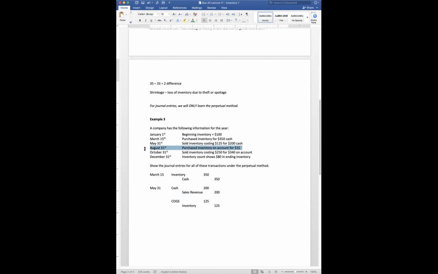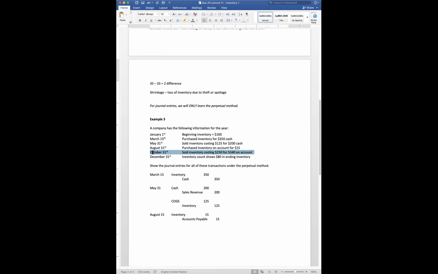Let's move on to August 31st. They purchased inventory on account for $15. All right, so inventory is being purchased. So again, we're increasing inventory. But instead, there's no cash this time, it's on account. So our credit is going to be accounts payable, increasing the liability.